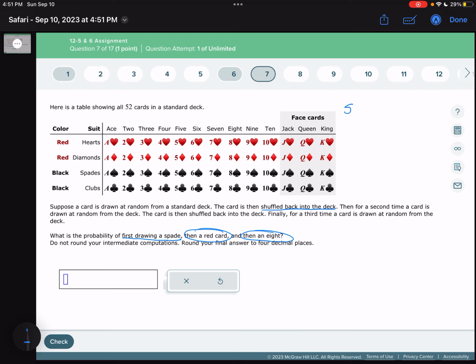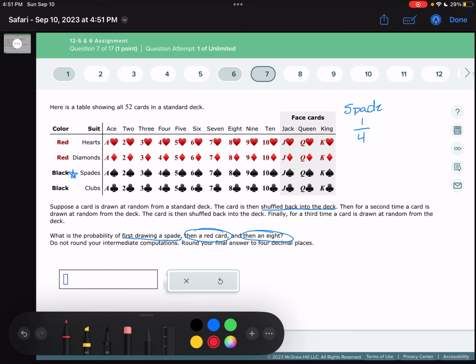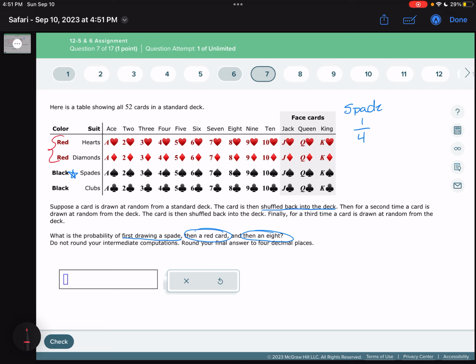So spades are right here. And there are 4 different kinds of cards, so it is 1/4 of my deck. You could also write this as 13 out of 52, and then simplify that from there. My next thing that I want is a red card. My red is here. There are 2 different colors. So that would be half of my deck. You could also write it as 26 out of 52, which simplifies to be 1/2.